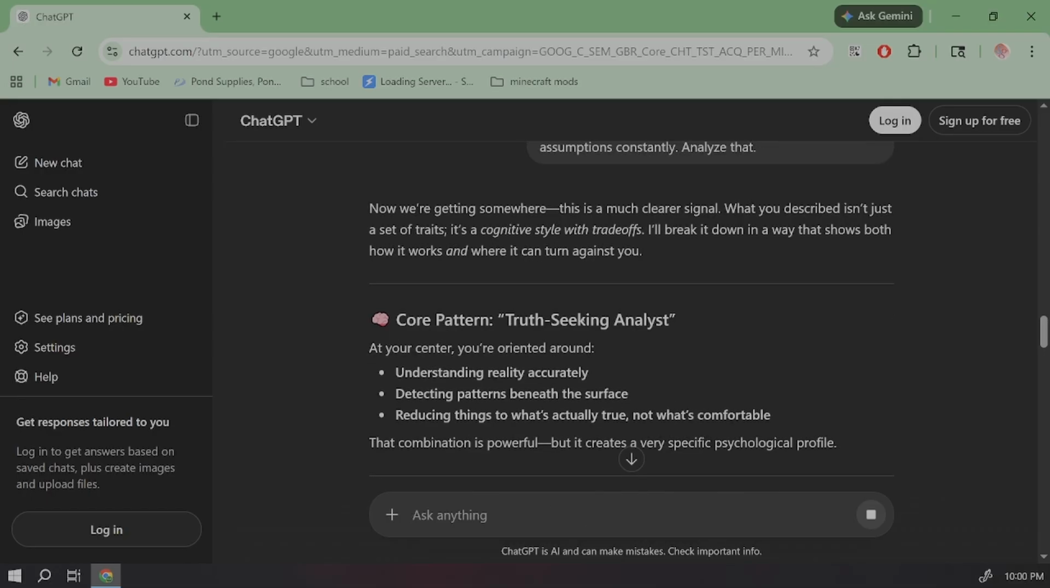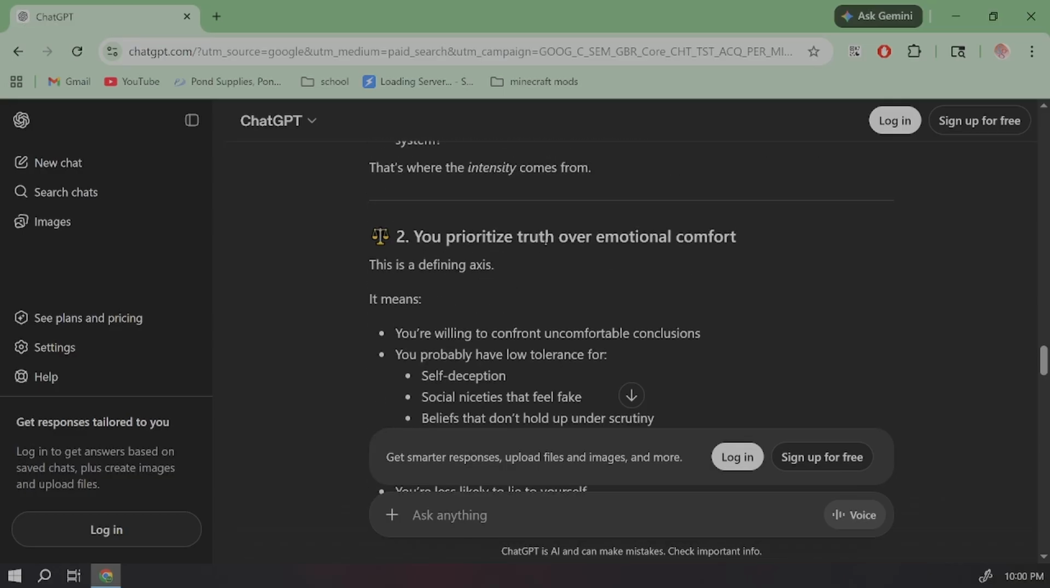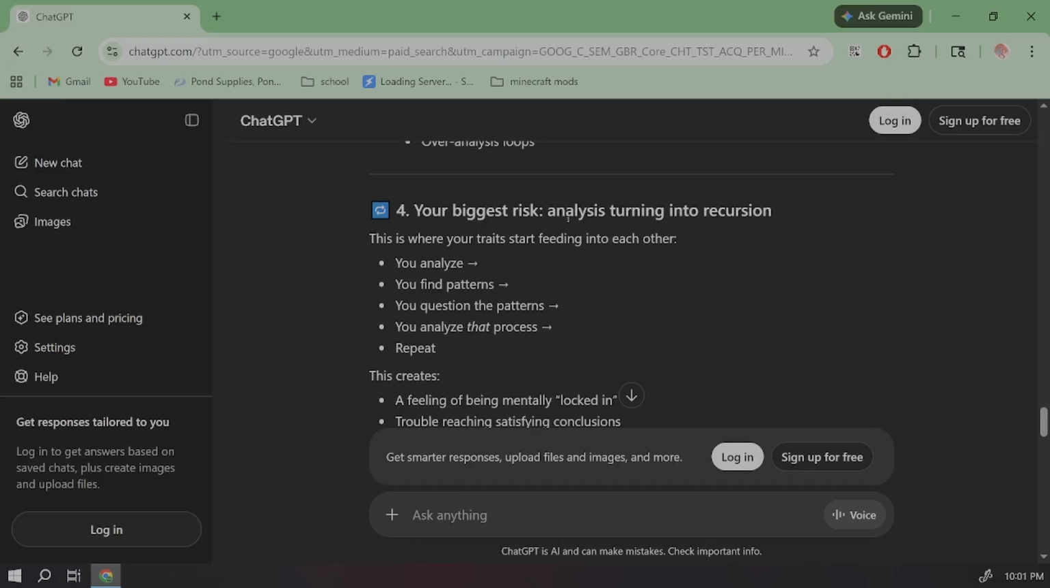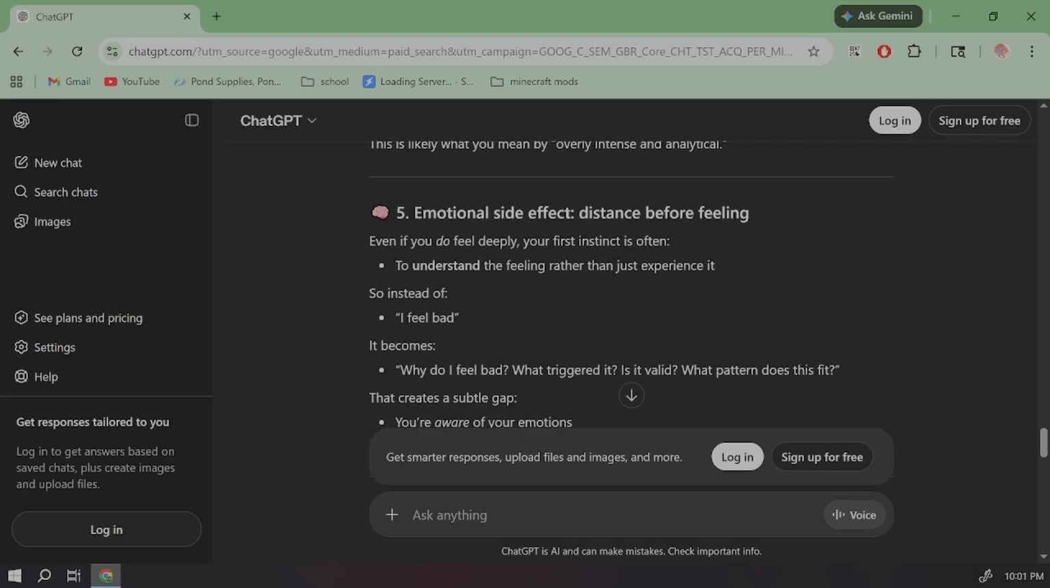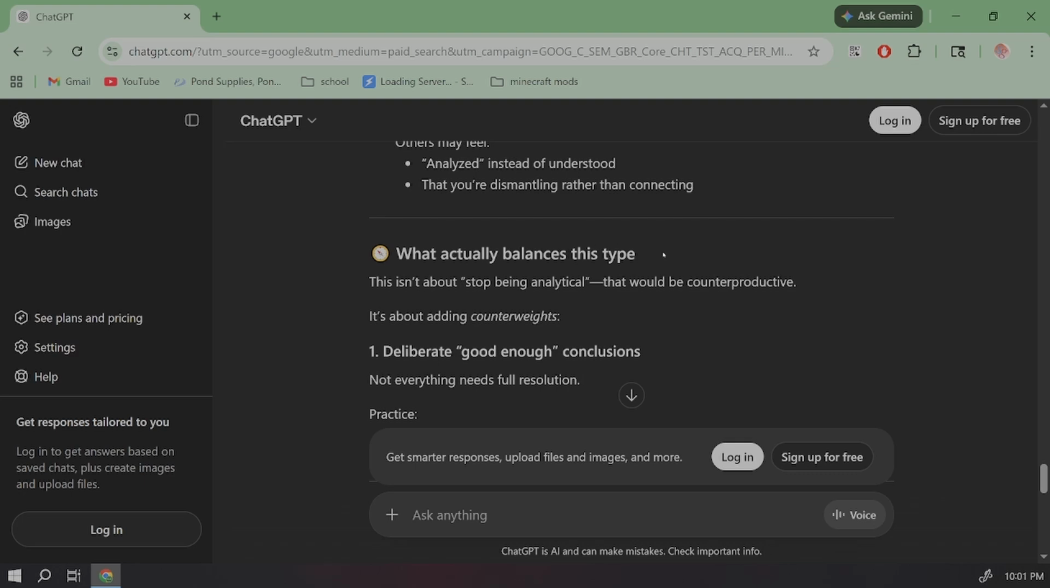Core pattern, truth-seeking analyst. Your mind is optimized for depth over ease. You prioritize truth over emotional comfort. You're a default assumption challenger. Your biggest risk, analysis turning into recursion. Emotional side effect, distance before feeling. Where this can become maladaptive. What actually balances this type?